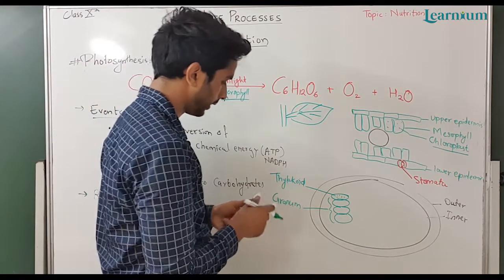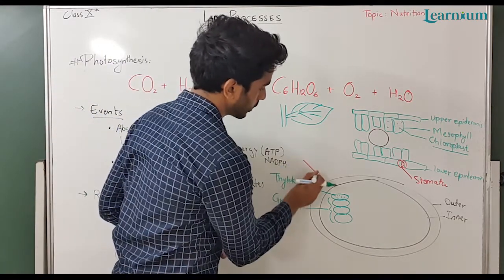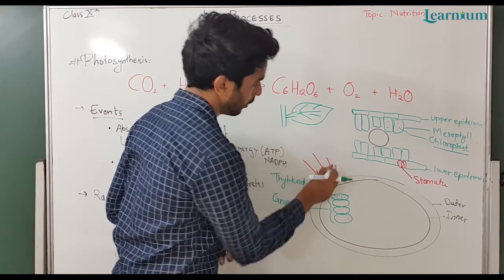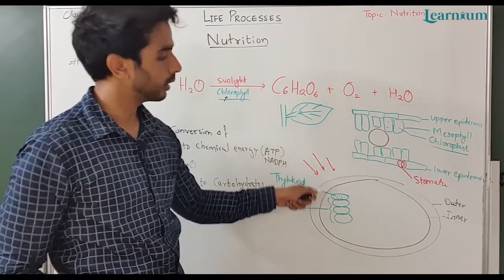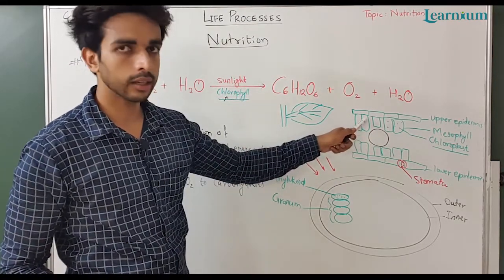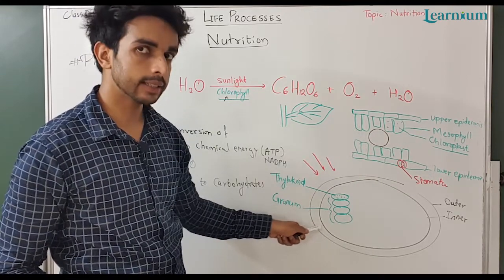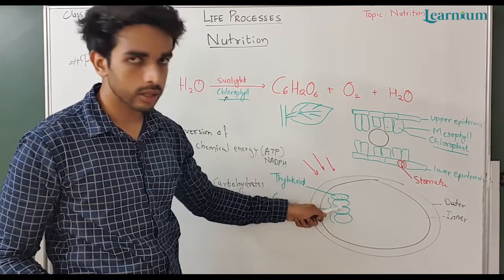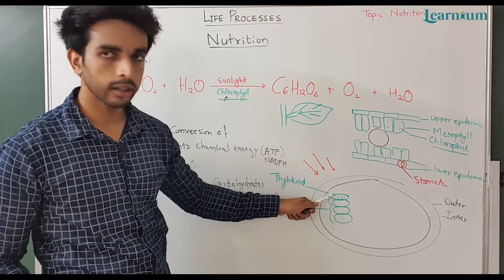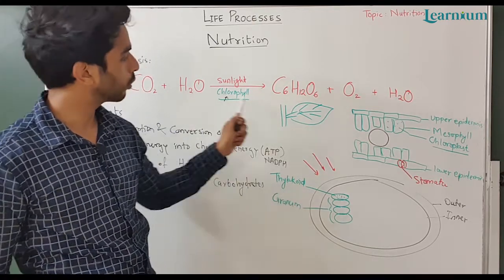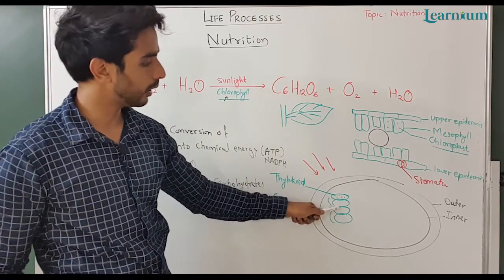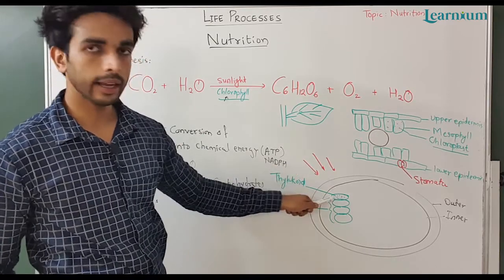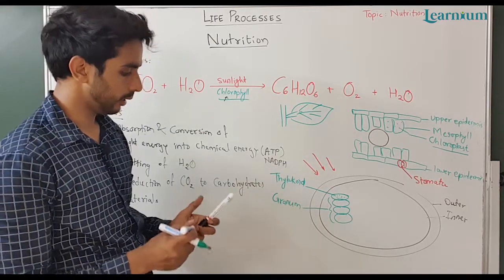So the sunlight is coming from the sun and falling on the leaf surface. Inside the leaf, mesophyll cells are there where chloroplast is present. Inside the chloroplast, these coin-like structures known as thylakoids are there. Inside the thylakoid, chlorophyll pigments are present which are trapping this light and converting it into chemical energy.